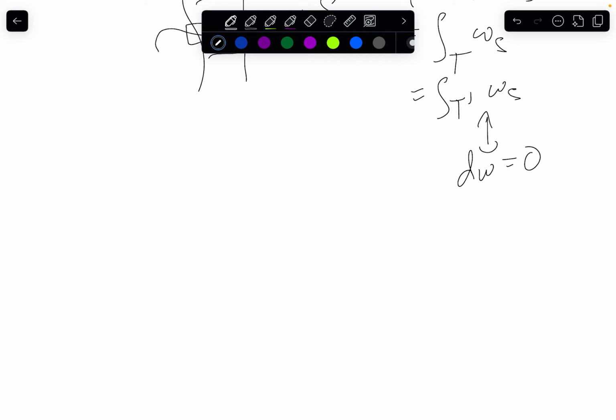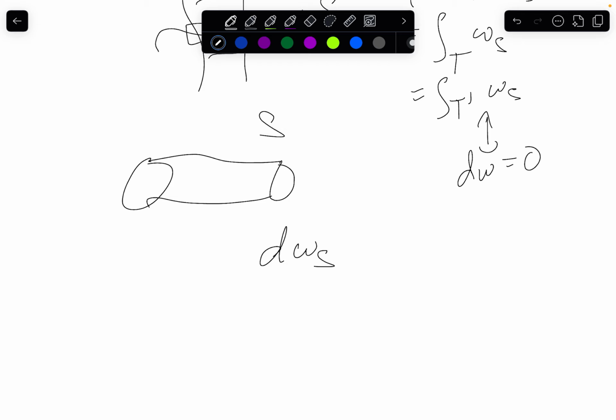Okay, so first, before I do that, let me state something, which I won't prove because I frankly don't know the proof, but it should be believable, and state a consequence, which is a bit interesting. So say you have something like this. Say that this is your manifold S. Then I claim that d omega S is non-zero.